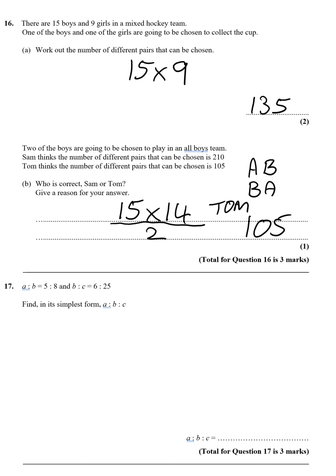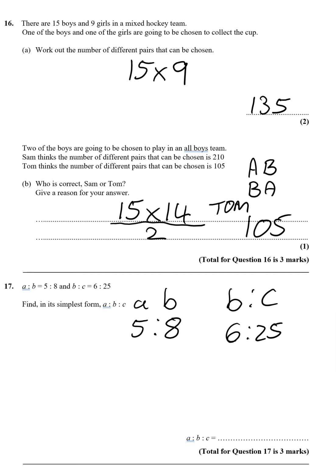Now, question 17. We've got ratio. A to B is 5 to 8, B to C is 6 to 25. We want A to B to C. Right, so 5 to 8 is A to B. B to C is 6 to 25. Now we want these numbers the same, so then we can put them all together.